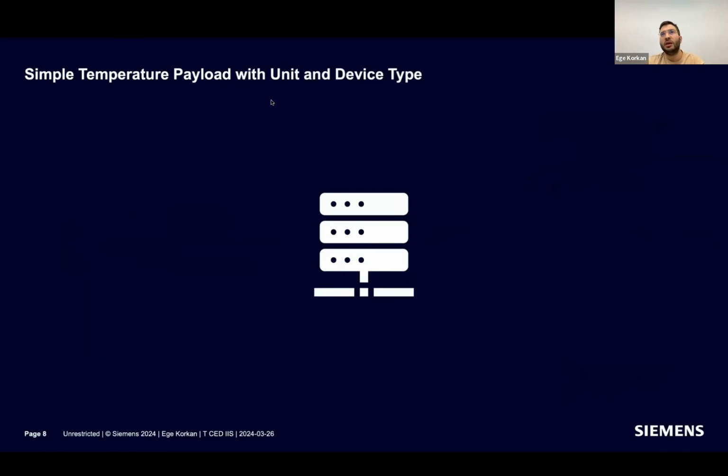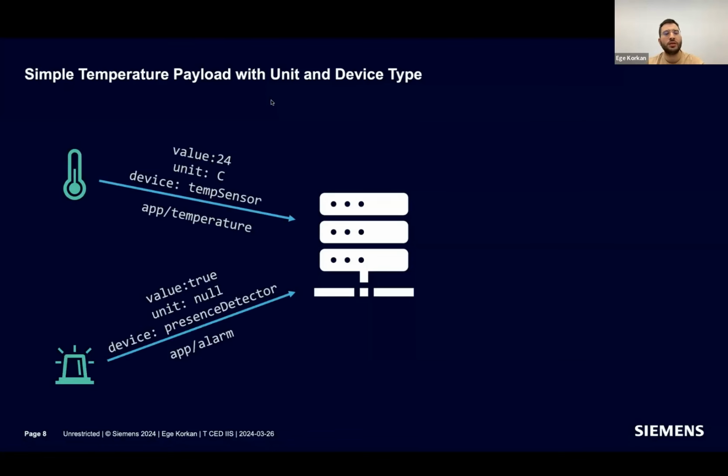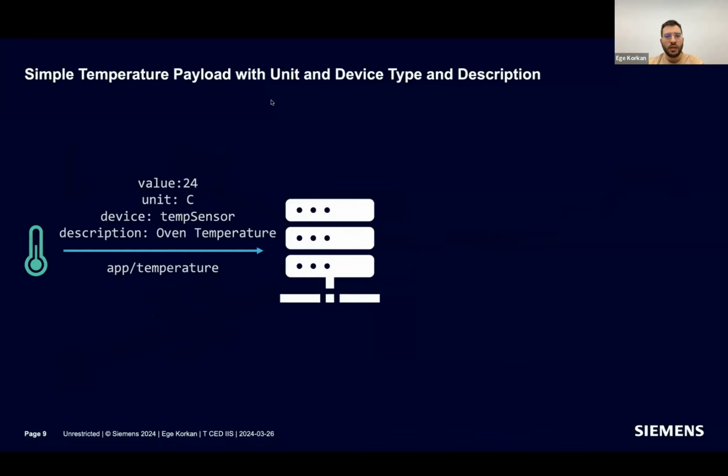But ideally, an MQTT broker has multiple devices connected to it, so it's not just for a simple temperature sensor. So what if we start having more devices, like now a presence detector, and even though they are publishing to different topics, you still decide to include the device type in the payloads, so that you can have different subscribers, like one that shows the temperature, again in a gauge, and the other one shows an intruder alert alarm. But let's take it a bit further.